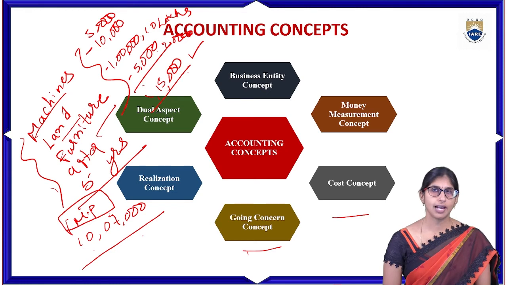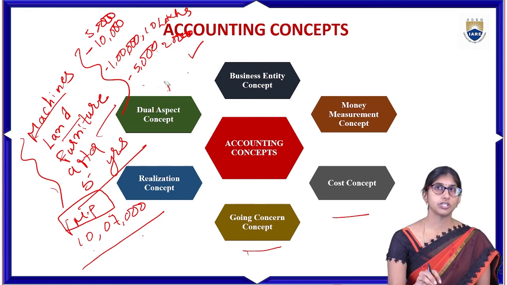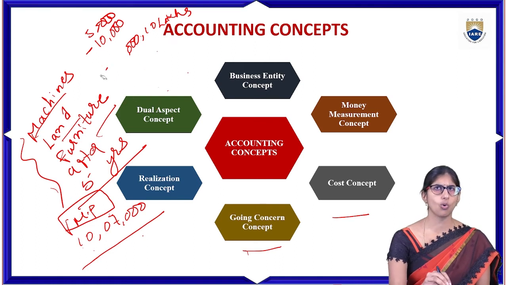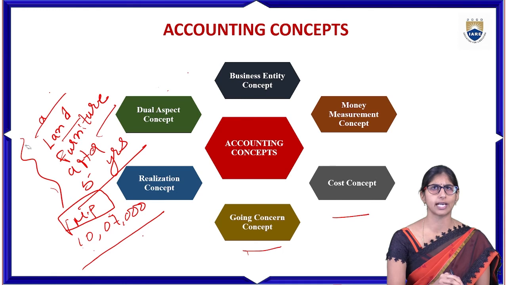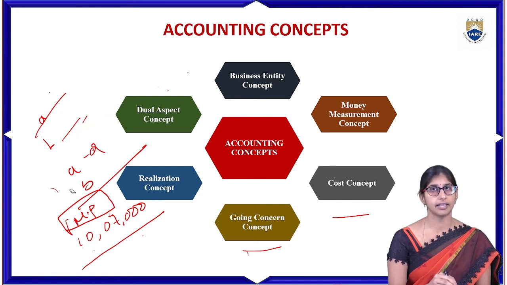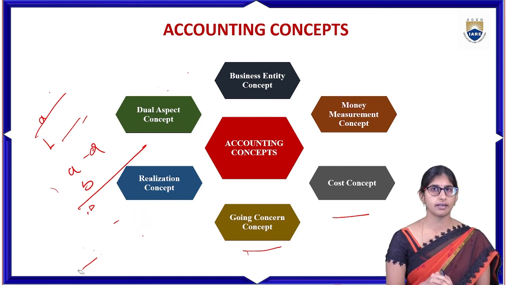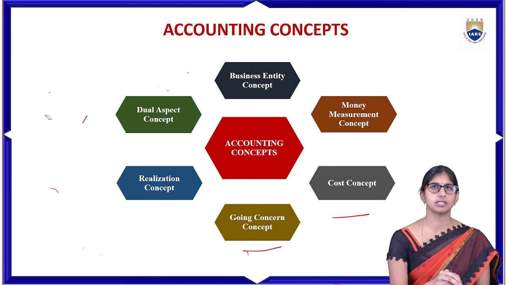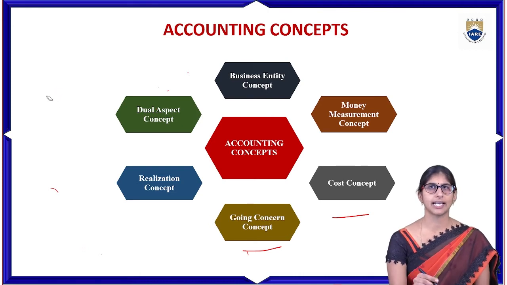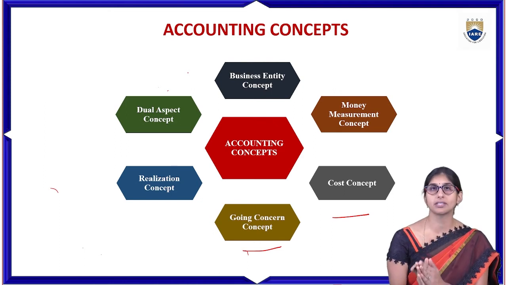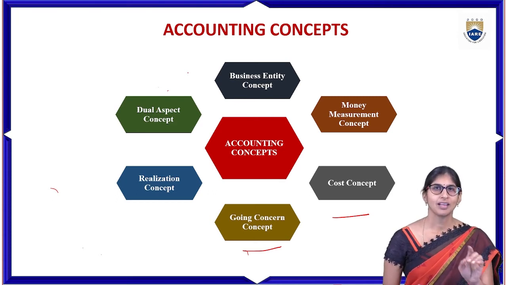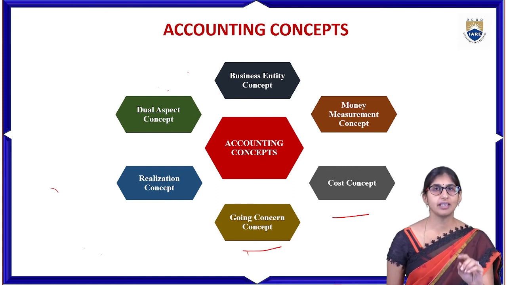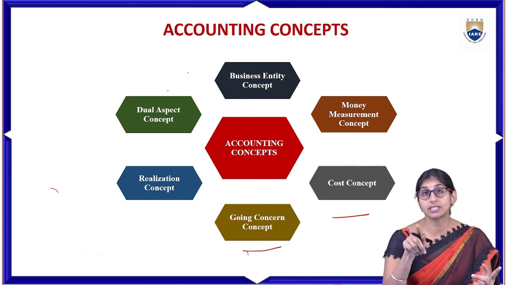And coming to the dual aspect concept, which is very important. One must know what are the different accounting systems which we have. Generally, we have two types of accounting systems, which I am going to discuss in the next session. That is bookkeeping or single entry, and the double entry system. This dual aspect concept means that for every action, there is an equal and opposite reaction, according to Newton's third law. So don't wonder, it applies in the accounting system too. Right?